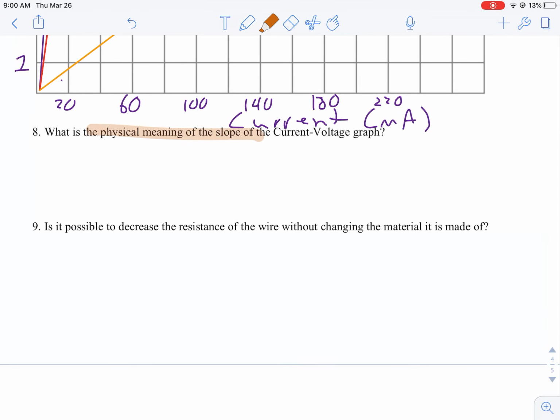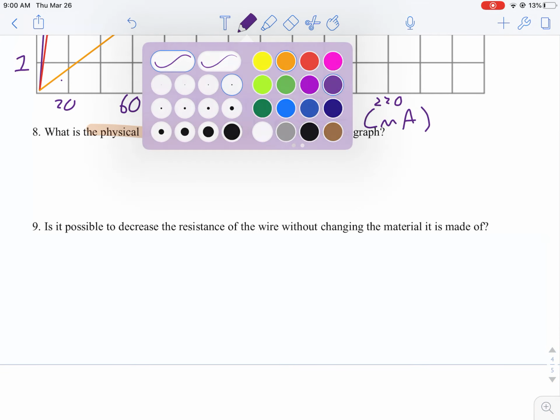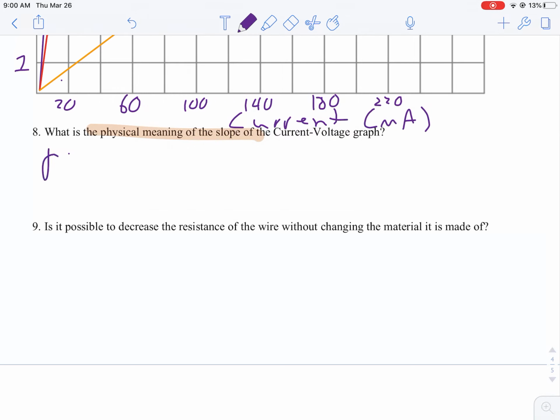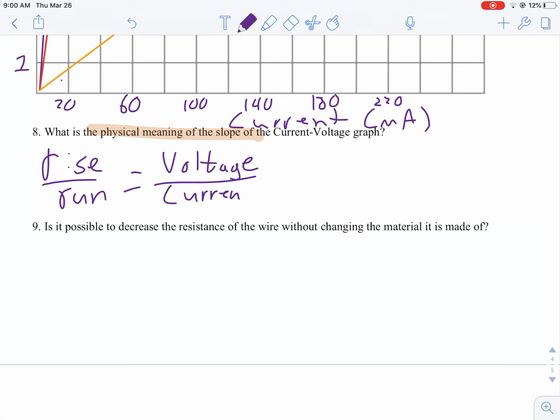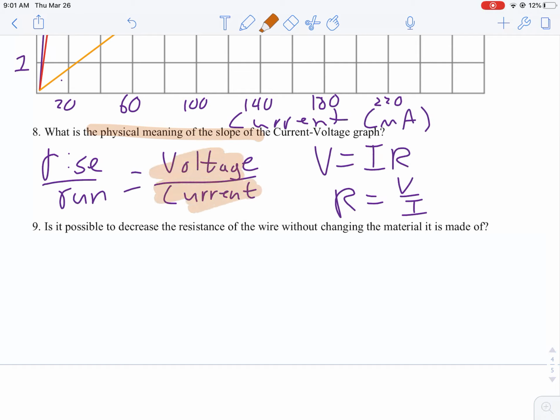And we would then want to figure out what the physical meaning of that slope is. If we find the slope, that is obviously rise over run. And in this case, what is our rise? Our rise is our voltage. That's what we graphed on our y-axis. And our run is our current, which we graphed on our x-axis. If we were to go back to Ohm's law, V equals IR, well, we have voltage right there, and we have current right there. So if we solve Ohm's law for resistance, we get voltage over current. Voltage over current is our slope. So the physical meaning of that slope is the resistance.